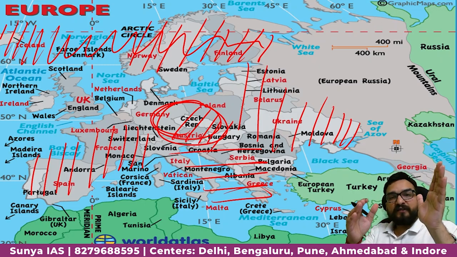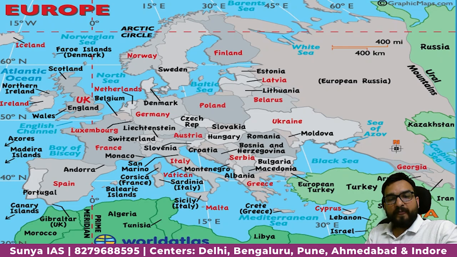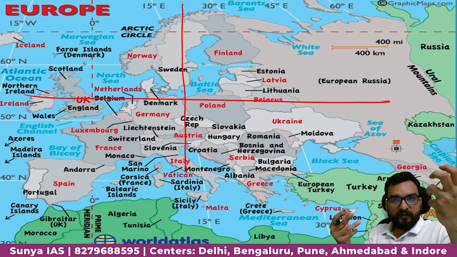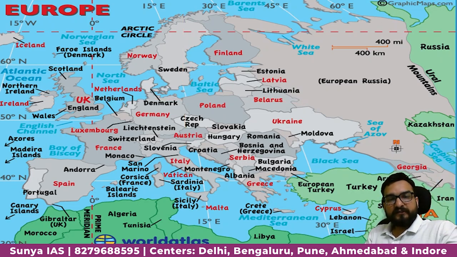How am I saying central, eastern, western? Because I have made a reference point: if this is my Europe, then this is the direction I am choosing. Ye toh normal si baat hai, right? I hope everyone is understanding this.